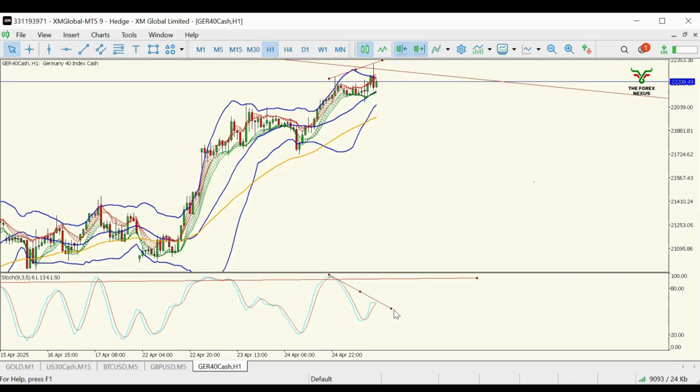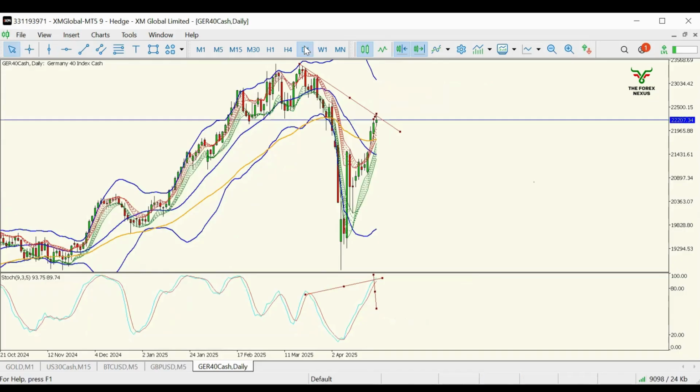Okay, so this is German 40. On German 40, if we got a daily extreme, maybe next week we can get the low here and react like this. So if we got an extreme here, we can get a divergence here, and then the market can drop on a weekly time frame.